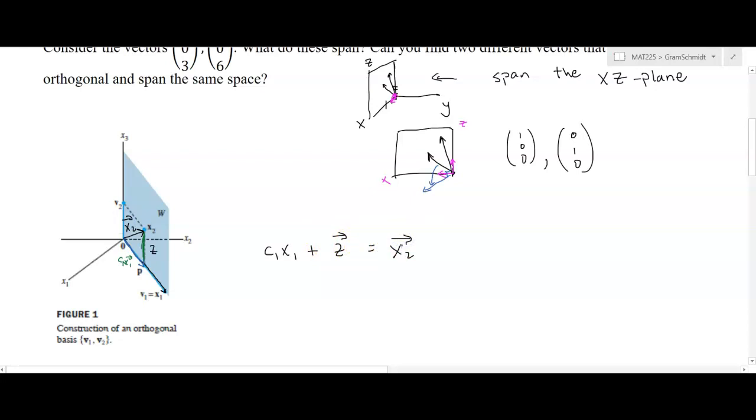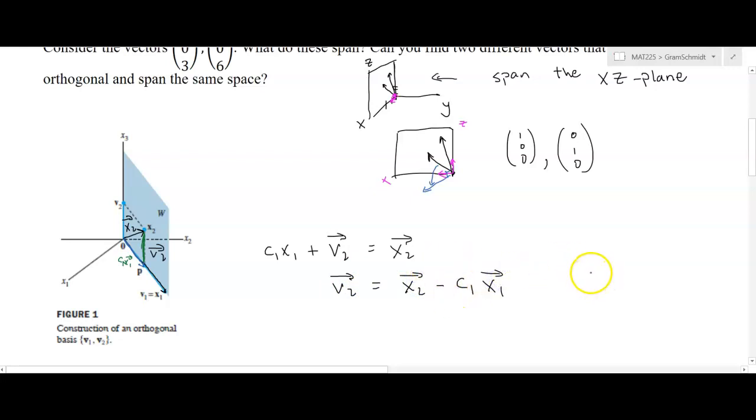Now, z is going to be the second vector in our new rotated basis. So let's call that v2. That's going to be the perpendicular component of x2. So instead of using z here, let's call that vector v2. So v2 is what I want. In terms of x2, v2 is going to be x2 minus c1 x1.